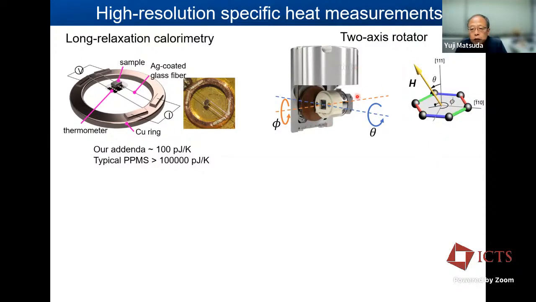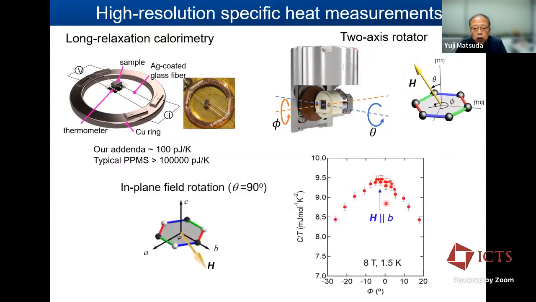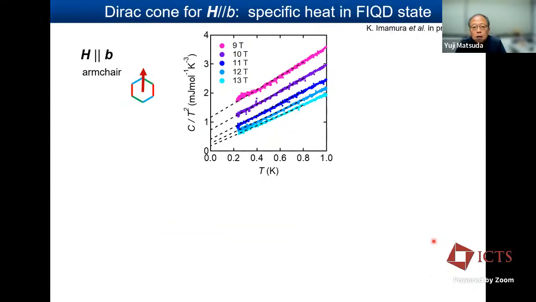So for this purpose, we use a two-axis rotator. And here is the in-plane angular variation of the specific heat. As I showed, the specific heat shows a very sharp peak when the magnetic field is applied to the a-axis. So it means that we can apply the magnetic field very accurately relative to the crystal. Okay, let me discuss the result.